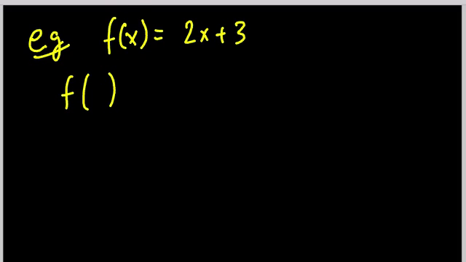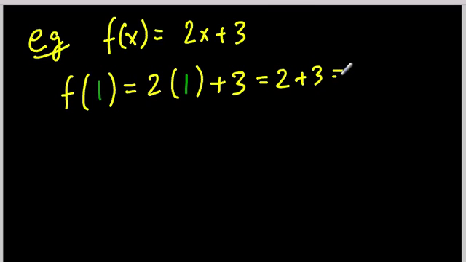I'm going to put 1 in a different color. Let me put f of 1. What that is equal to is simply 2 times whatever the value of x is. Well, the value of x is 1, so it's 2 times 1, plus 3. So it's 2 plus 3, and that's equal to 5. In other words, when we have an input of 1, we have an output of 5.